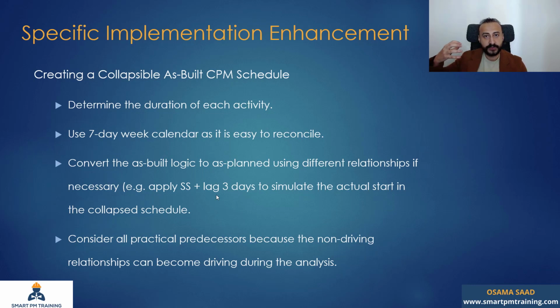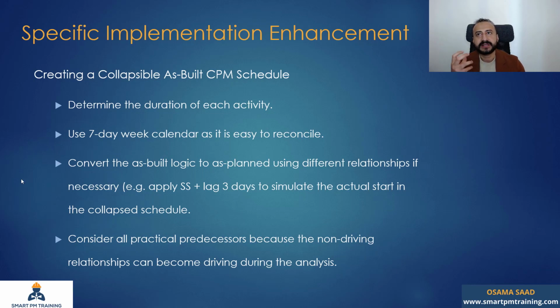It was supposed to be a finish to start relationship as per baseline, but there is an overlap, so I want to reflect that in my new schedule. So I wanted to adjust the logic so it can reflect the actual dates. So I chose a start to start relationship with a lag. Consider all practical predecessors, because the non-driving relationships can become driving during the analysis.